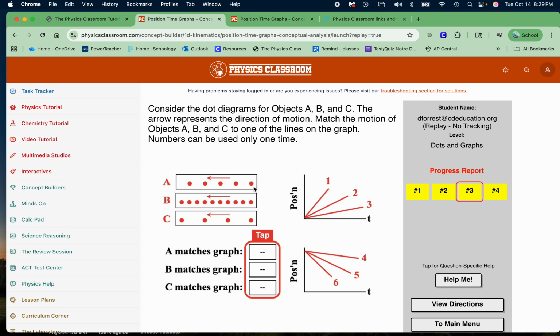So A is going in the negative direction, so it's got to be one of these. It looks like it's going a medium speed, so that means medium slope. So that's going to be number 5. Just keep clicking on that. B is negative, but it's going slower, so slower means less steep on a position time graph. So that would be 4, and this would be the fastest, so it would be 6.